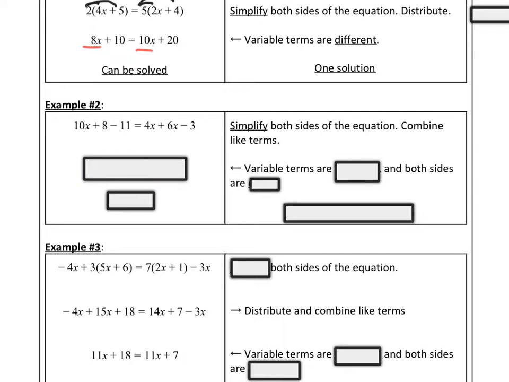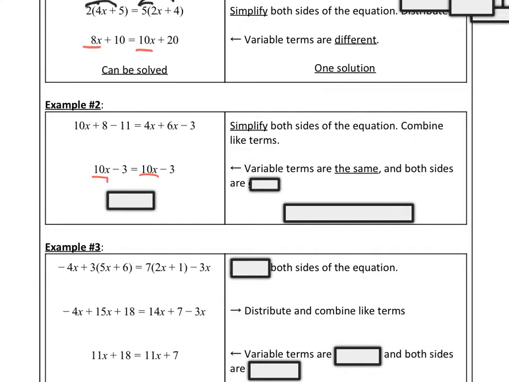Do that now. If you did that correctly, you would have combined the 10x. 10x does not have anything to combine with, so that stays. But 8 minus 11 is negative 3, equals the 4 and the 6 both have an x, so those can combine. 4 plus 6 is 10x minus 3. Take a look at those variable terms. That's 10x and 10x. We can see that the variable terms are the same, and we also have minus 3 and minus 3, which means that both sides are equal.